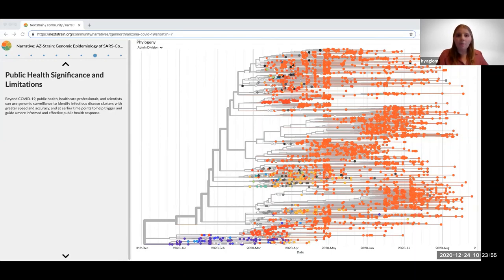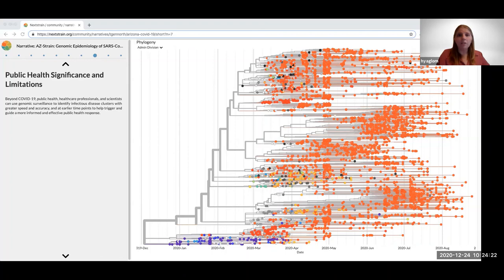As a former epidemiologist with the Arizona Department of Health Services, I have truly learned the value of these new technologies and how they can significantly advance the state of infectious disease surveillance and public health response. Beyond COVID-19, genomic surveillance has the potential to identify infectious disease clusters with greater speed and accuracy and at earlier time points to help trigger and guide a more informed and effective public health response.